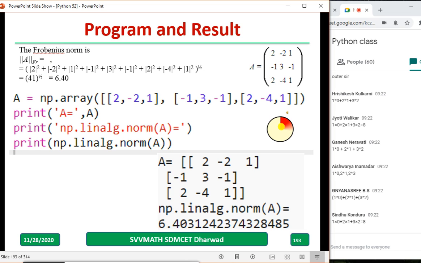This is what I got in the simulator. You can change the input and execute later. I did this intentionally for this particular input so that I can compare whether both are the same or not. I took A equal to 2, minus 2, 1, minus 1, 3, minus 1, 2, minus 4, 1, and I found the norm of A.